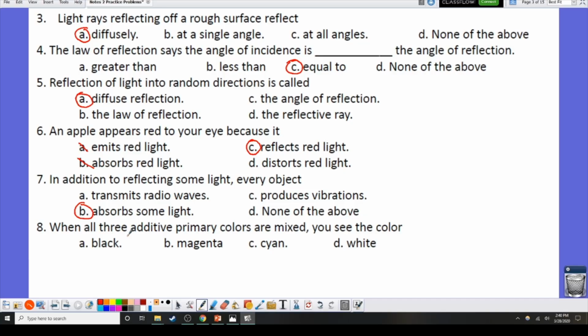And then finally, number 8, when all 3 additive primary colors are mixed, you see the color black, magenta, cyan, or white. Well, you should know that if we're adding 3 of the colors, we're going to get one of the colors in the center. It really determines whether it was additive or subtractive color mixing. Magenta and cyan are obviously the incorrect choices because those are either going to be secondary or primary colors. So it's either black or white. Additive primary color mixing concerns light, not pigment. So when we mix pigment, we get black, but with additive primary color mixing, we get the color white.